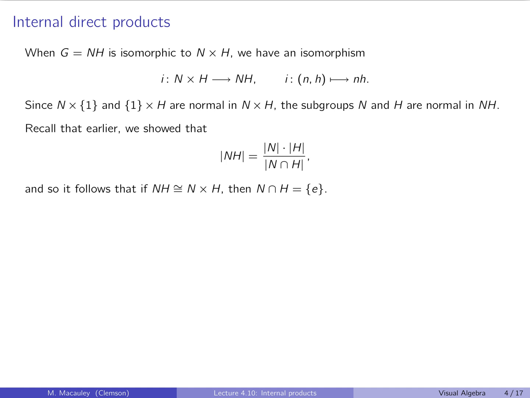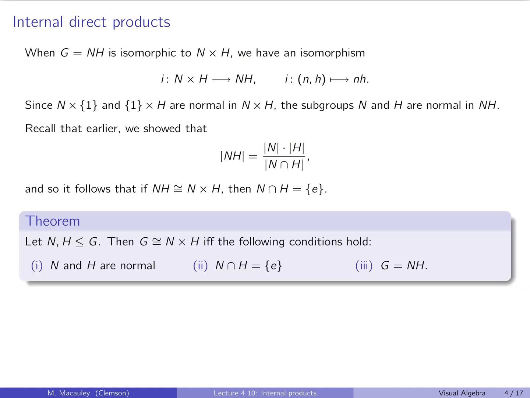Recall that earlier we showed that the order of the product NH is the size of N times the size of H divided by the size of the intersection of N and H. And so it follows, at least if G is finite, we'll handle the infinite case later. Actually, we can handle these together, but that if we have such an isomorphism, then these subgroups have to intersect trivially, because the size of this is this and the size of that one is that.